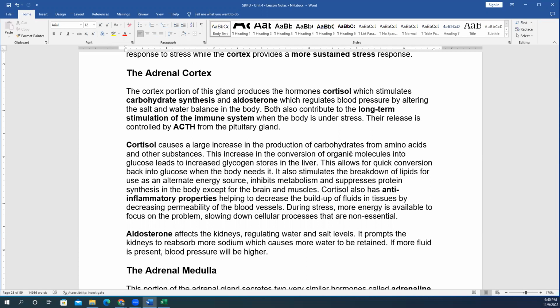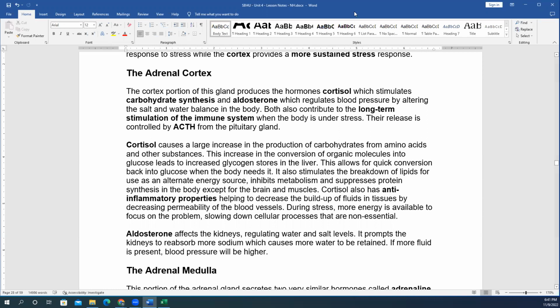Both cortisol and aldosterone contribute to long-term stimulation of the immune system. Remember, hormones produced by the cortex have that more sustained long-term stress response. So these have a long-term effect on stimulating the immune system in the case of stress, when there's stress on the body.